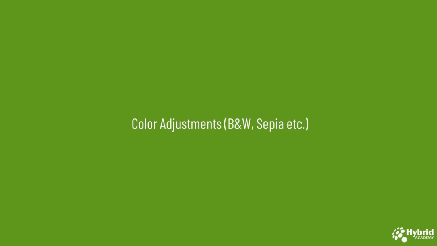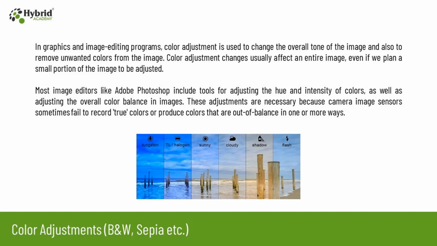Moving further, let's see the color adjustments, that is black and white and sepia. In graphics and image editing programs, color adjustment is used to change the overall tone of the image and also to remove unwanted colors from the image. Color adjustment changes usually affect the entire image even if we plan for a small portion of the image to be adjusted.